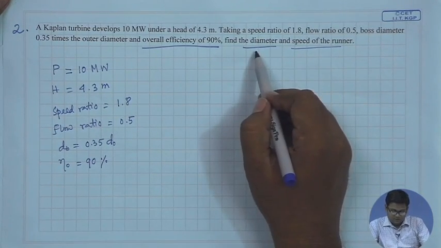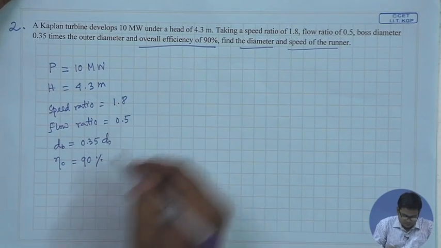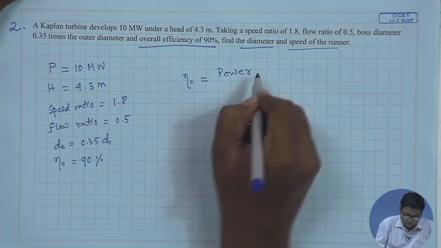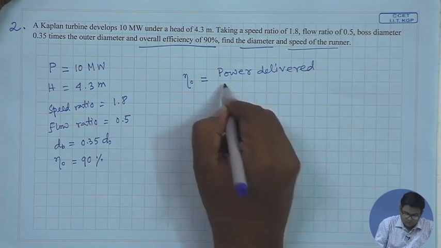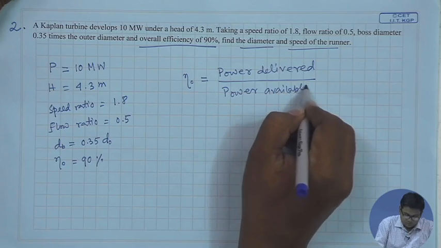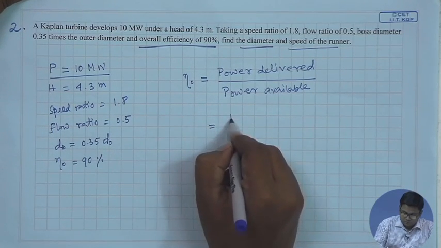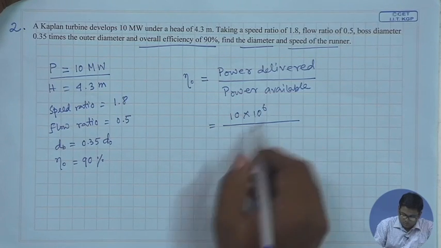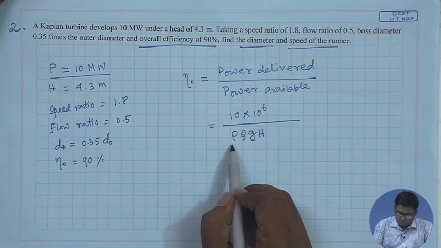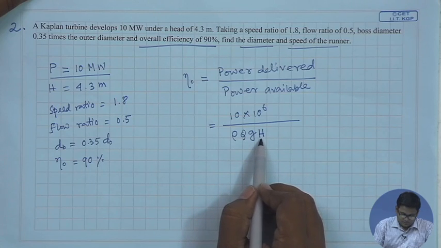To determine the diameter, let us first try to obtain the flow rate through the Kaplan turbine. Now let us first utilize the definition of overall efficiency. So overall efficiency can be written as power delivered over power available. Power delivered is given as 10 megawatt for this turbine. So this is 10 into 10 to the power 6 watt. Power available is rho Q g H, where rho is the density of the fluid, here we are considering water, Q is the flow rate, g is the acceleration due to gravity, and H is the head.